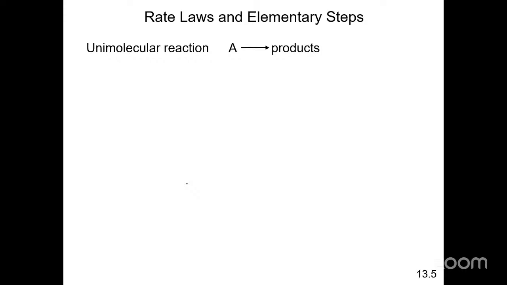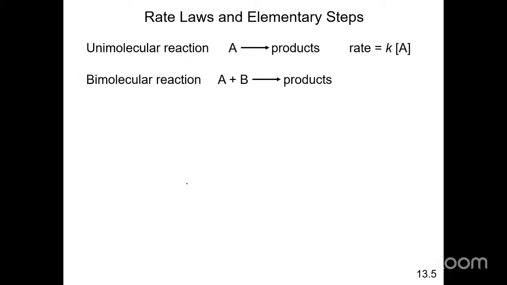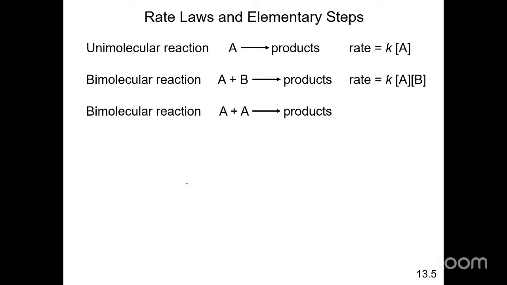So the rate law for that unimolecular step is simply rate is equal to k times the concentration of A raised to the first power, right? If the reaction is bimolecular, let's say you have two different molecules, A and B reacting, then the rate of that step would be equal to k times the concentration of A times the concentration of B. Now, in a different type of bimolecular reaction where the two reactants are the same, A reacting with A, then the rate of that step would be equal to k times the concentration of A squared, all right?